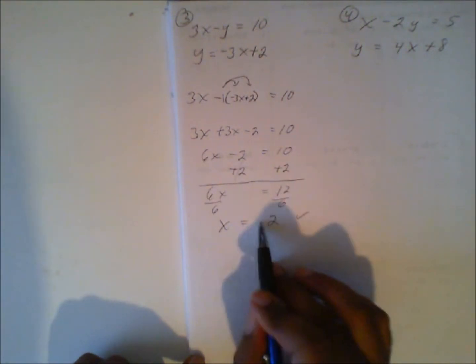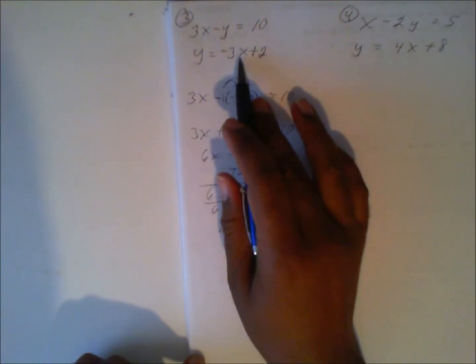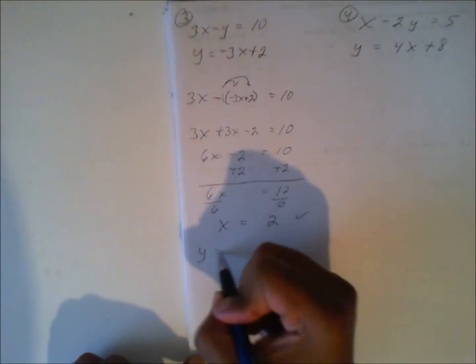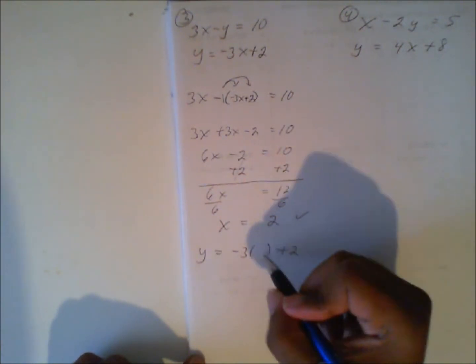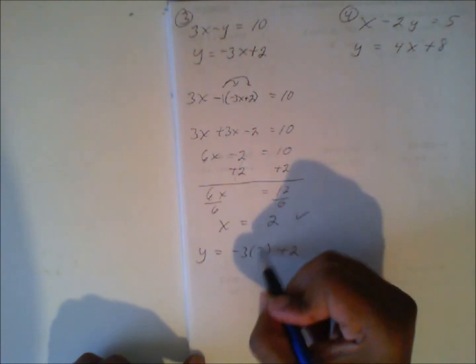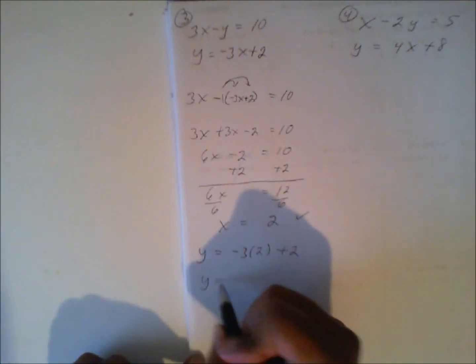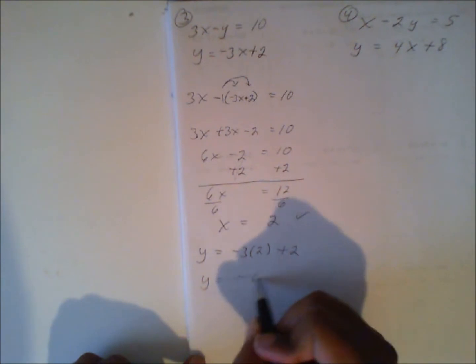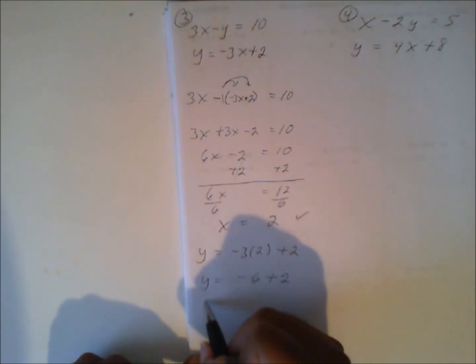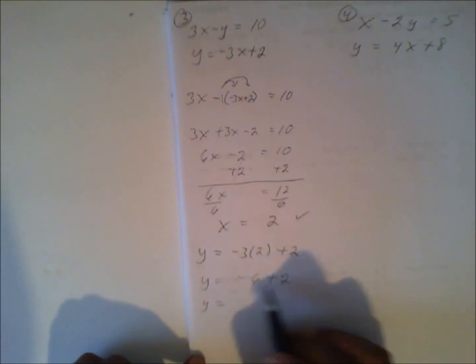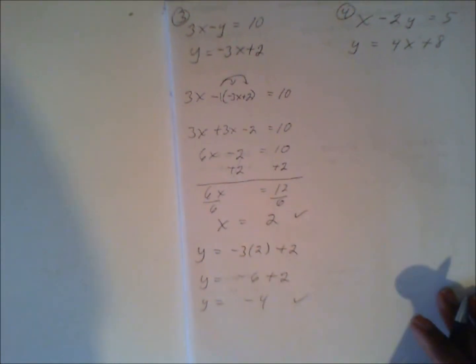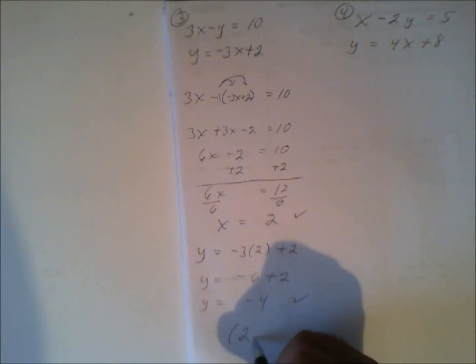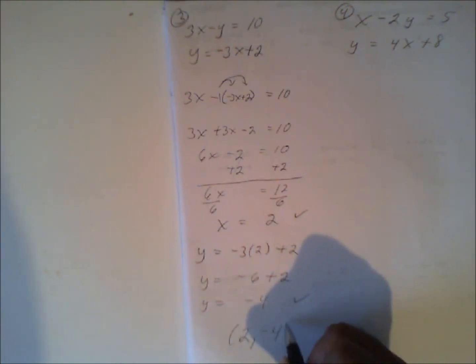Now we're going to substitute x equals 2 into this x here. So this will now be y equals negative 3 parentheses plus 2, and what replaces the x again is 2. Negative 3 times 2 is negative 6 plus 2, and a negative 6 with a positive 2 makes a negative 4. So that's my y value. So what we find is that x is 2 and y is negative 4.